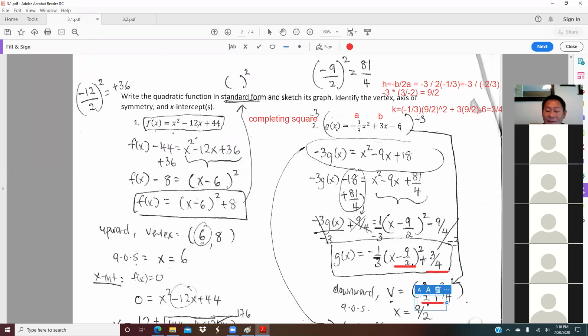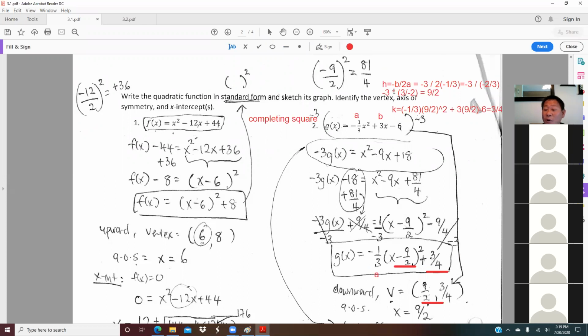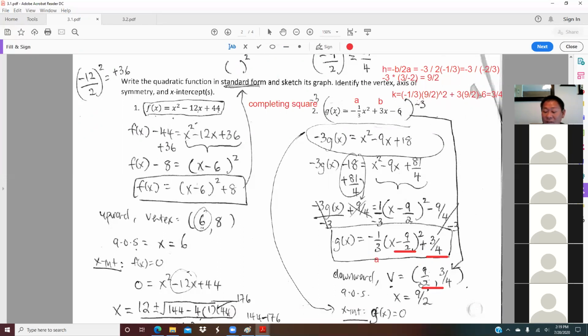And where does this -1/3 come from? This -1/3 comes from your a, which is right over here. So look at this. This is what we call completing the square, which is horrible. You do not want to play with this. So I will recommend you guys to do the vertex formula, find the vertex first, and then after that, plug it into here. Don't forget, when you do your vertex formula, once you find your vertex, you have to do the opposite.